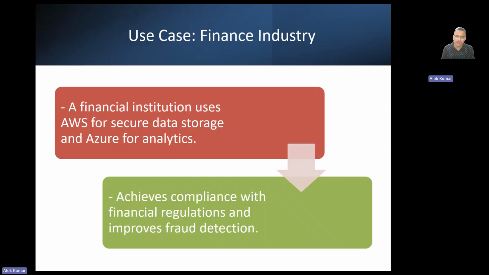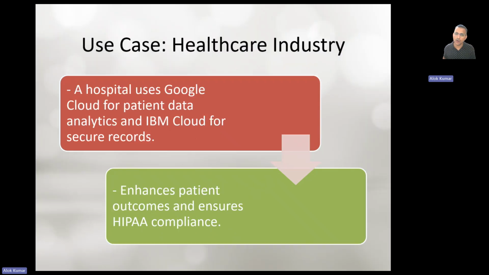Let me give you some examples and use cases, starting with the finance industry. These are hypothetical cases, so don't consider them actual cases. In finance, institutions want to keep financial data in a secure place, and they also want fraud detection. So they can use AWS to secure their financial data, and use AWS for analytics. In this way, they can achieve financial compliance and improve fraud detection.